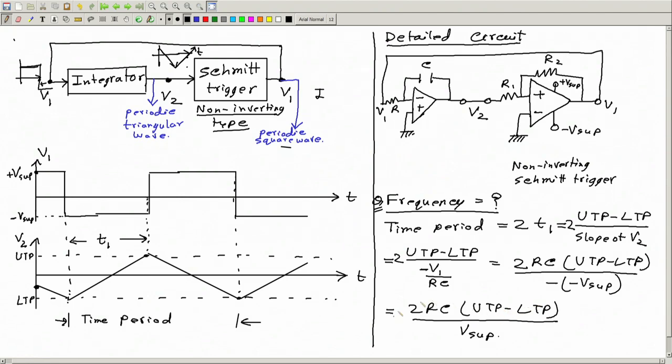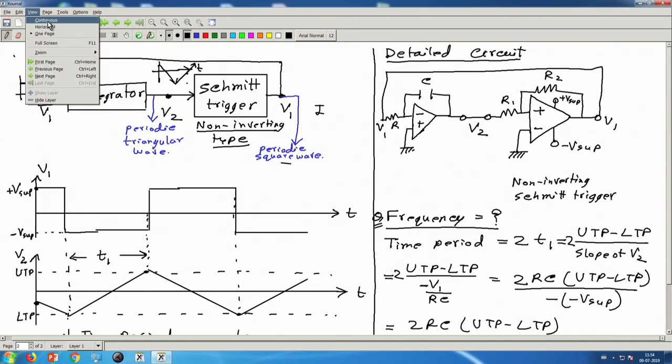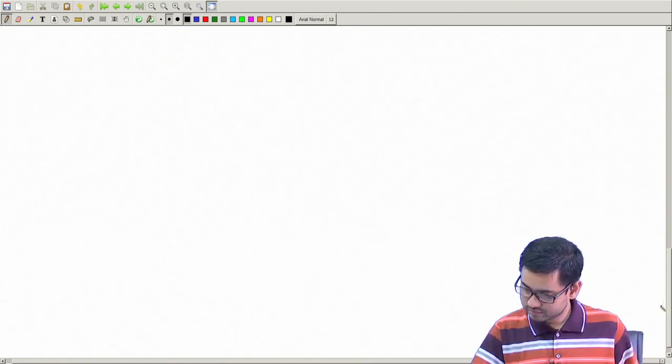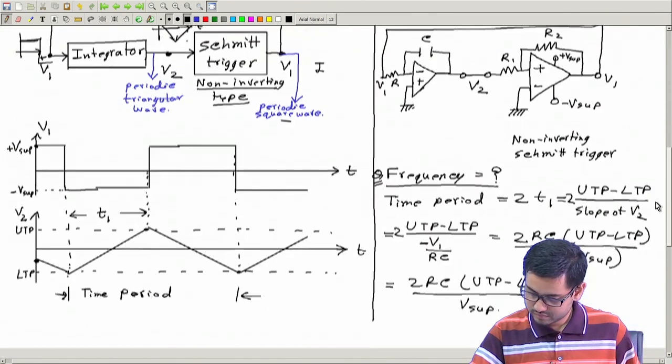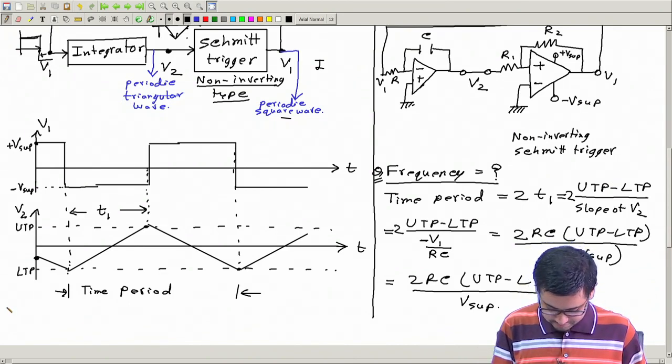Now to complete this, we should put the value of UTP and LTP here. So let us now find the value of UTP and LTP for this Schmitt trigger. We did it several times before. You need not remember the result. We will derive it again. Okay. So let's just observe.